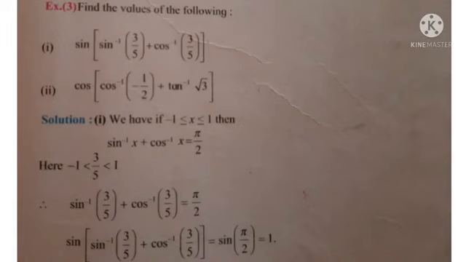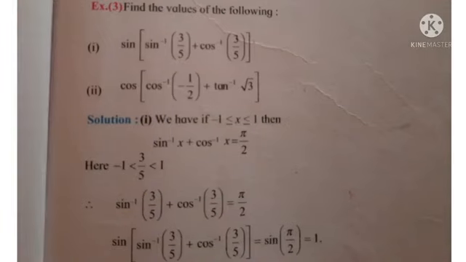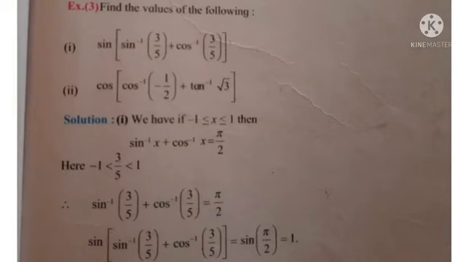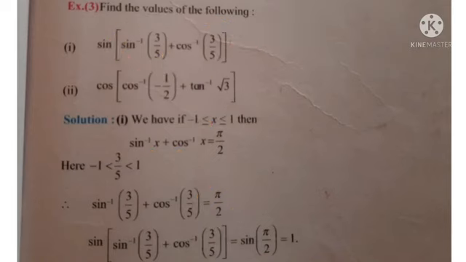Next one, see, find the values of the following. First is given: sine of sine inverse 3 upon 5 plus cos inverse 3 upon 5. See first, for example, if x lies between minus 1 and 1, then sine inverse x plus cos inverse x is equal to pi by 2. So the whole value becomes pi by 2, and we get sine of pi by 2. Sine of pi by 2 is nothing but 1.